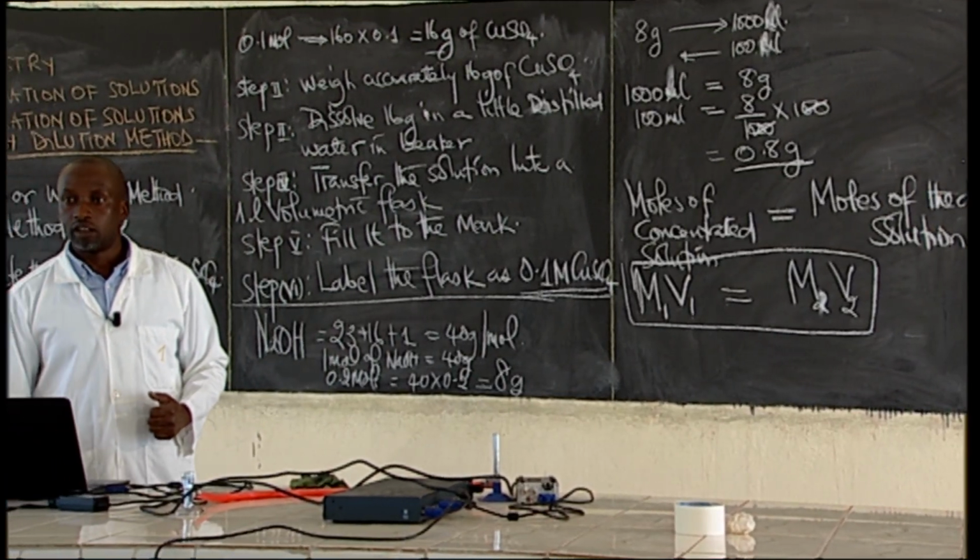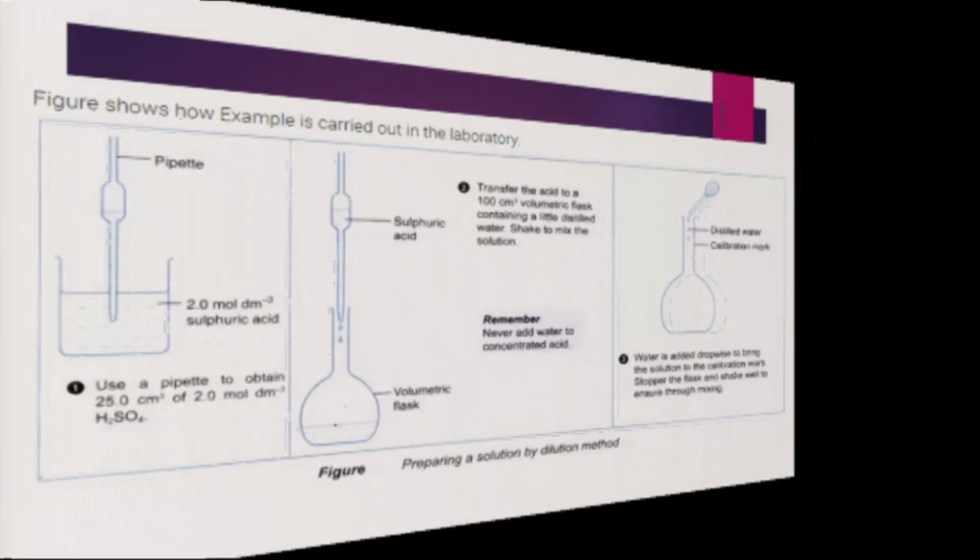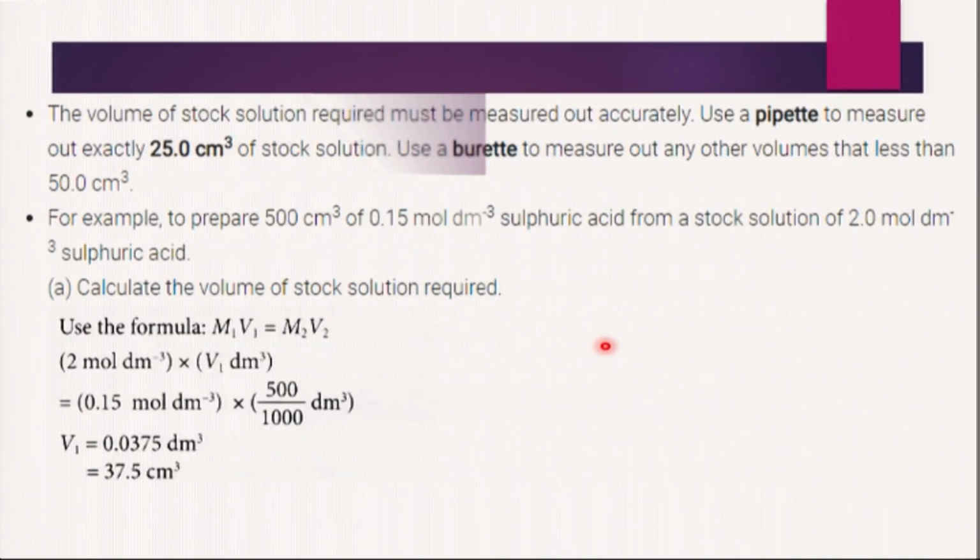You want to measure, for example, 50 cubic centimeters of 0.1 molar per decimeter cubed sulfuric acid from a stock solution, that is the concentrated solution, with a molarity of 2 molar per decimeter cubed. So you need to prepare 500 centimeters cubed of 0.15. This concentration is lower than the stock, so you are diluting the solution.